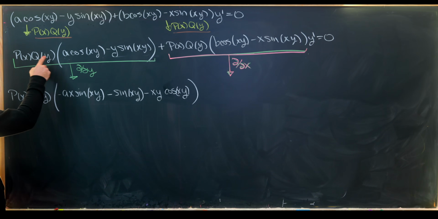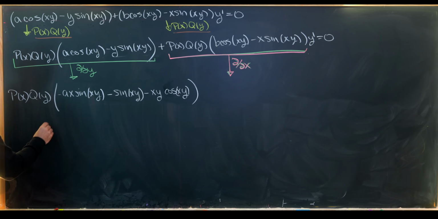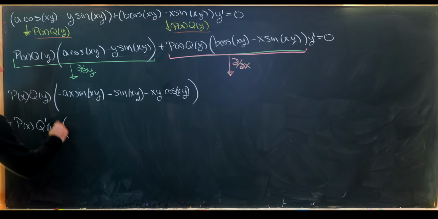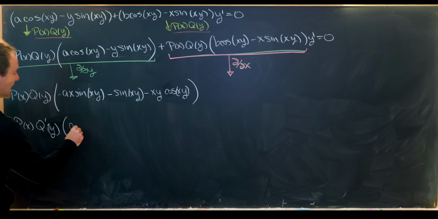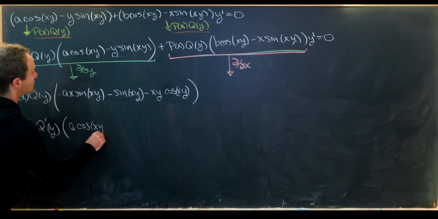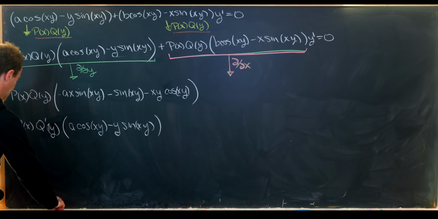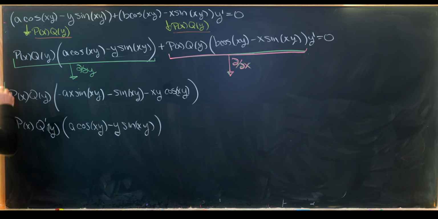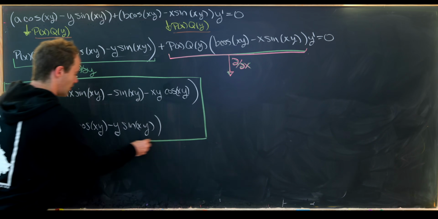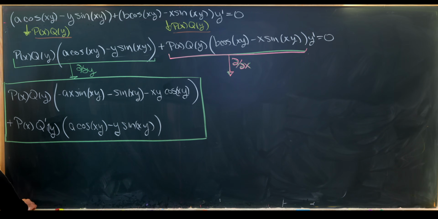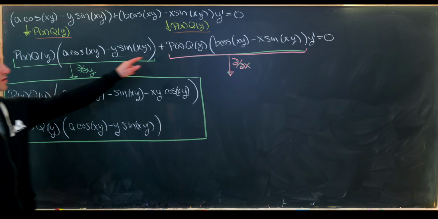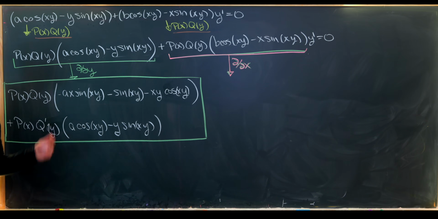But then taking the derivative of the stuff outside the parentheses will give us plus p of x, and then what I'll call q prime of y, times everything that's already in there. So that'll be a cos xy minus y sine xy. Okay, great. And now let's put a big green box around that to say that is the partial of that term with respect to y. Okay, nice. So now we'll take the partial of this term with respect to x and see what we have.